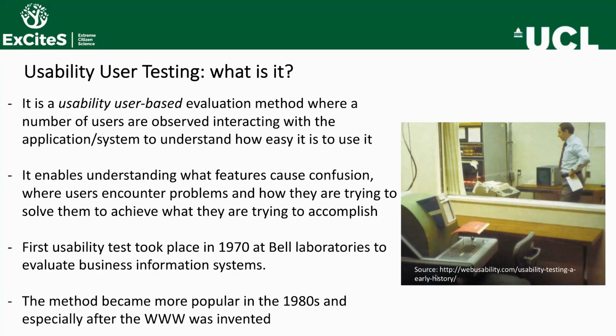The method of usability user testing enables understanding what features cause confusion, where the users encounter problems, but also how they are trying to overcome them in order to complete the tasks that are given to them. The first usability test took place in 1970 at Bell Laboratories with the purpose of evaluating business information systems, but the method became particularly popular after the World Wide Web was invented. There was a lot of usability user testing that took place within the context of the World Wide Web in order to bring it to its current state.